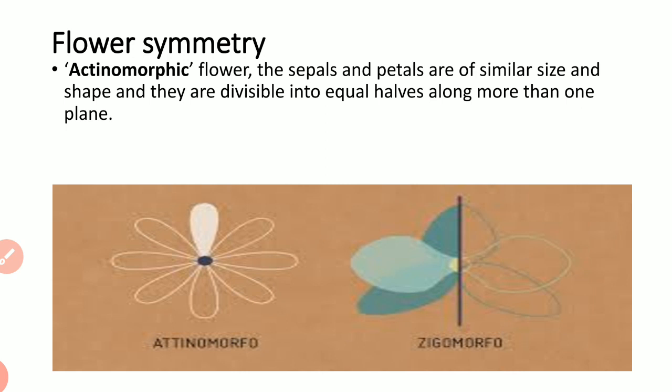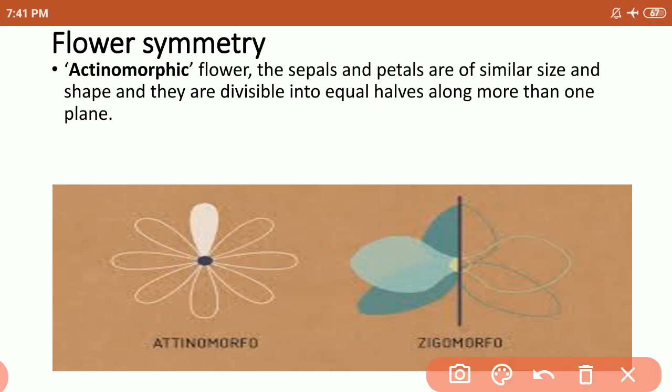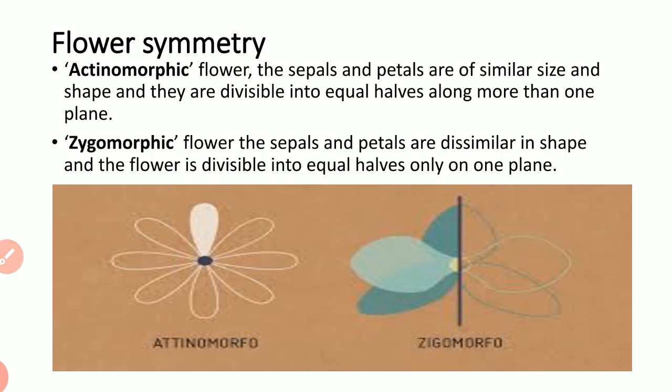Okay. If you cut the flower at any angle, then the exact replica is on the other side. If you cut the flower between these lines and place it in front of a mirror, then the exact copy of that cut portion is there. It is called the actinomorphic flower, equal halves presentation.